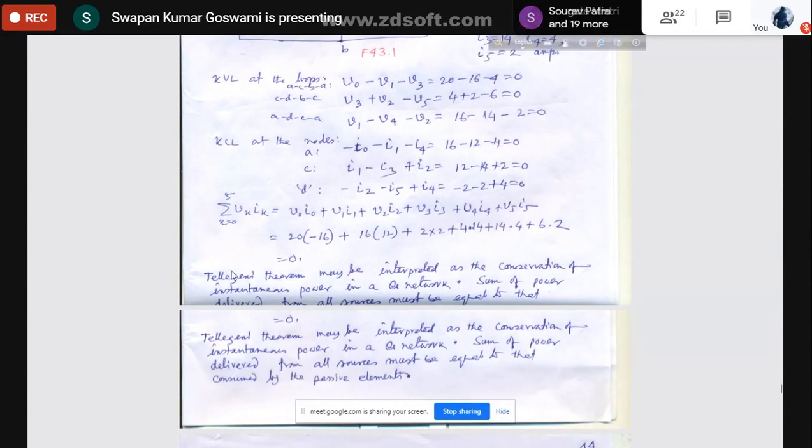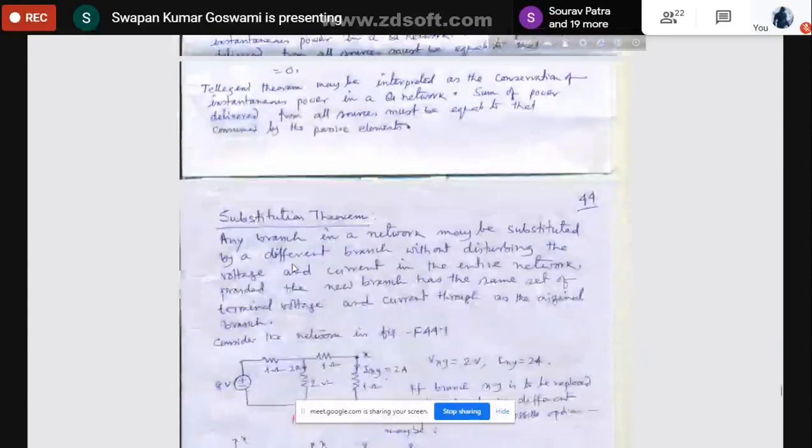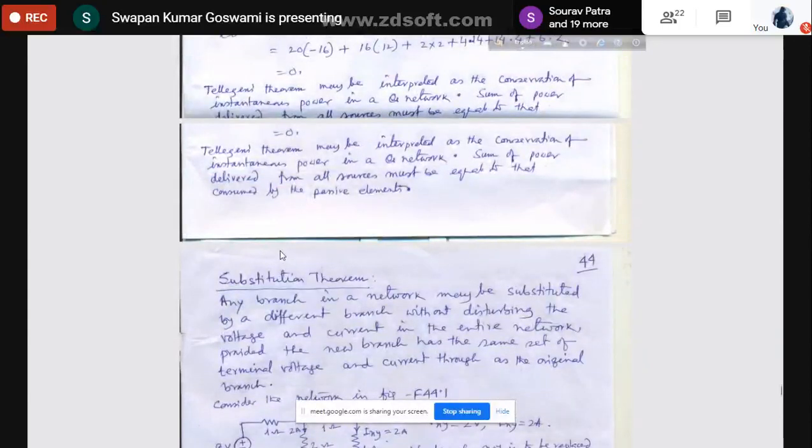Is it clear? Any question here up to this? Very simple theorem.